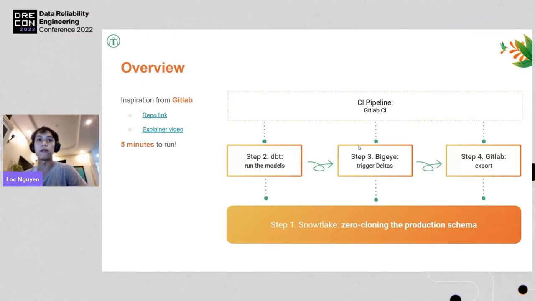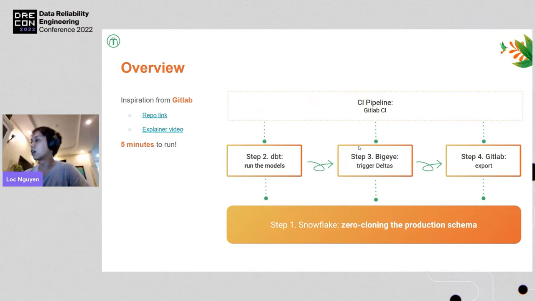So how do we go about solving that with Bigeye? Here's the solution architecture. First, we clone our production schema in Snowflake. Second, in dbt, we run the models that are changed in the development branch in GitLab. Next, we use Bigeye to compare the development branch in Snowflake with the production branch in Snowflake. And then finally, we get all of those results as deltas and export them to GitLab. All of this is coordinated by GitLab CI because we use GitLab as our code repository.